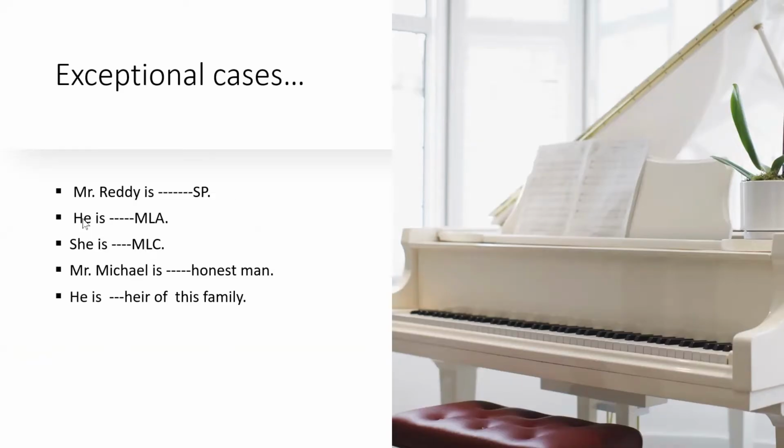In the same way, he is an MLA. With full form, you have to use A. He is a member of Legislative Assembly. She is an MLC, with short form, an MLC. Full form, she is a member of Legislative Council. Then come to this. Mr. Michael is an honest man.